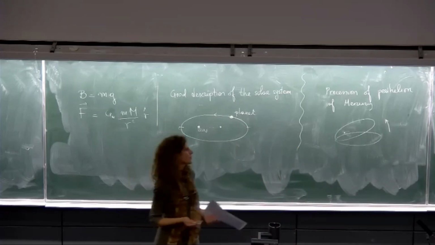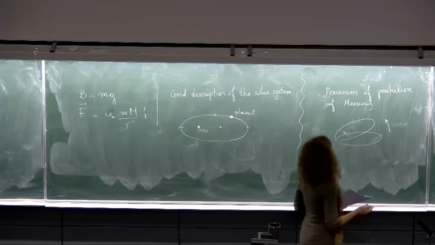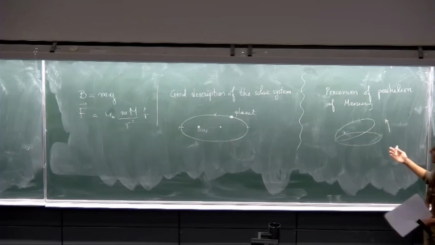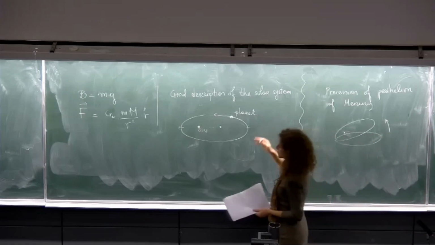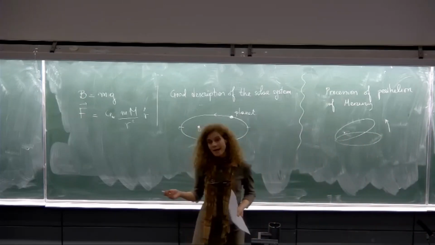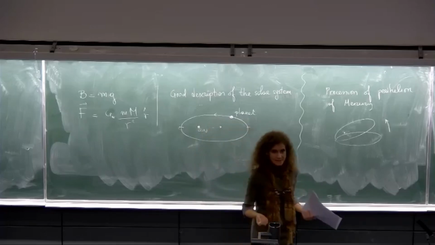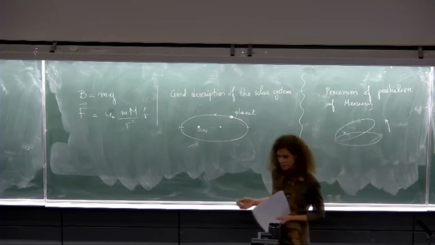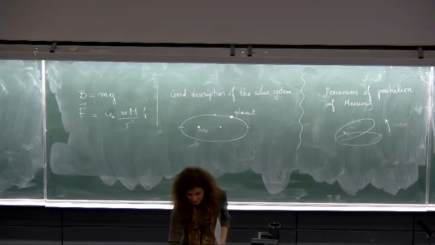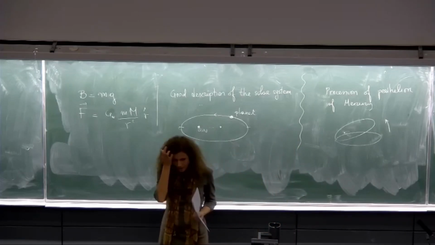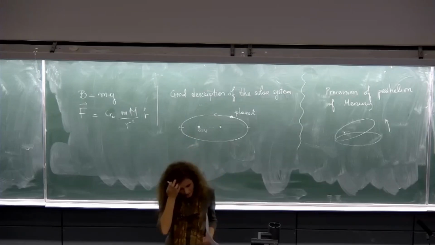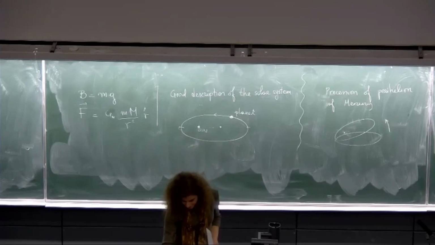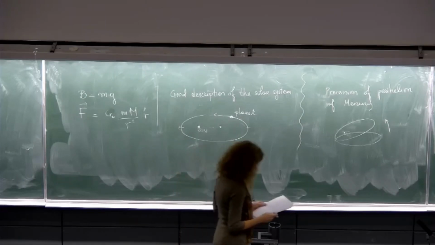So what people thought was that probably there is the contribution of other planets which are affecting the motion of Mercury, or perhaps, since that didn't work out, some other very big massive object that would account for this difference. And that was checked as well, and nothing was found.